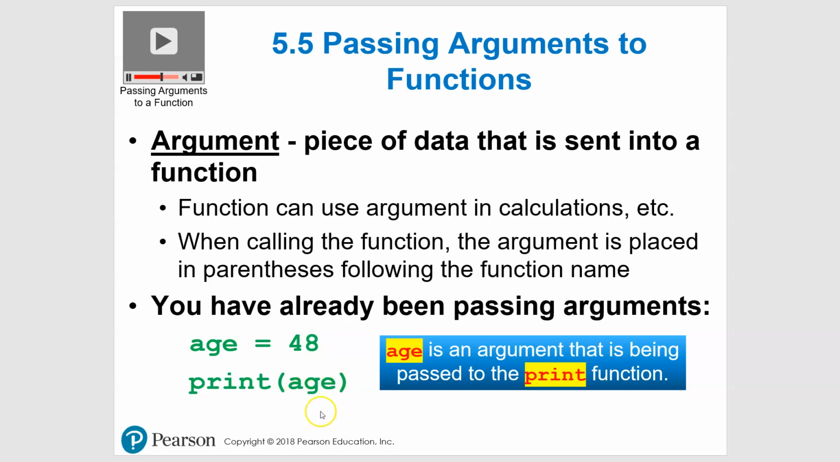Age is the actual argument that is being passed to the print function. So age here becomes our argument. That's the piece of data that's being sent in, and it is referencing the value, an integer value of 48.